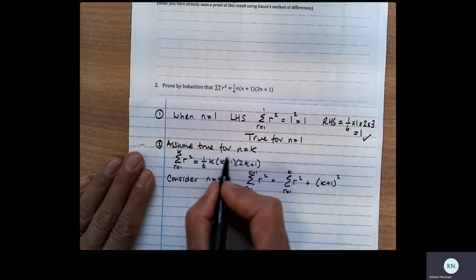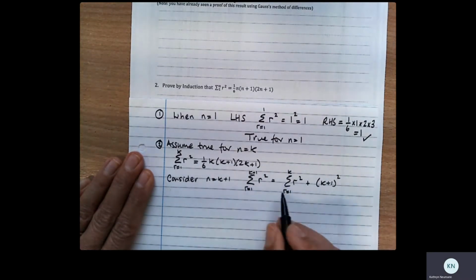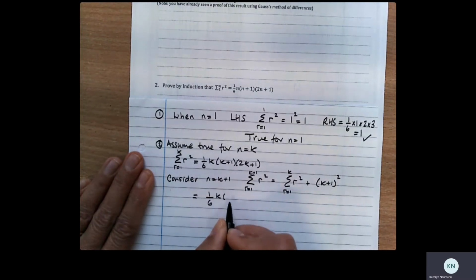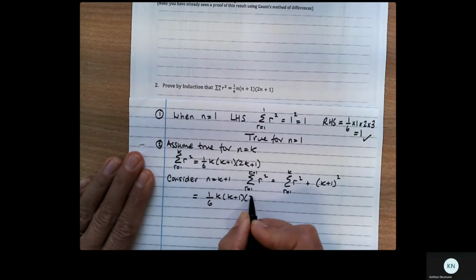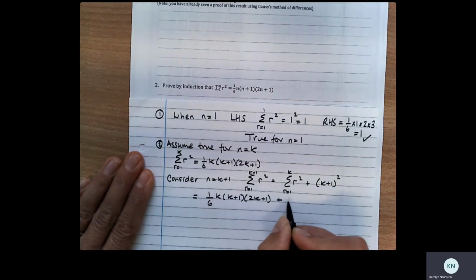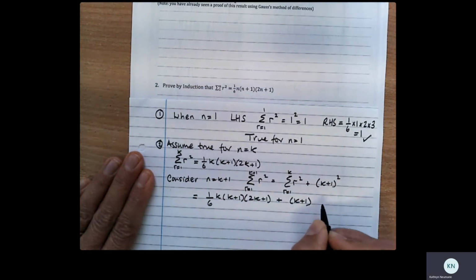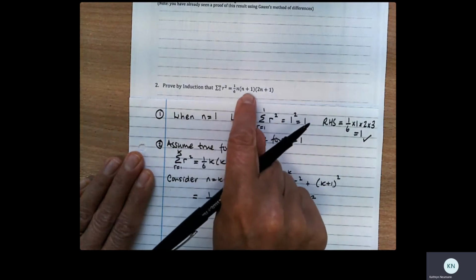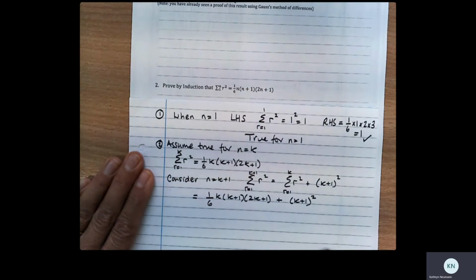So we now use what we assumed in the assumption step. So this is going to be equal to 1/6 k, k plus 1, 2k plus 1, plus k plus 1 squared, and that's the expression that we've got. Now what we want to do is make this look like this formula, but with k plus 1 in the place of the n's. We still want to have a 6th outside, so just be careful how you factorize this. Don't make more work for yourself.